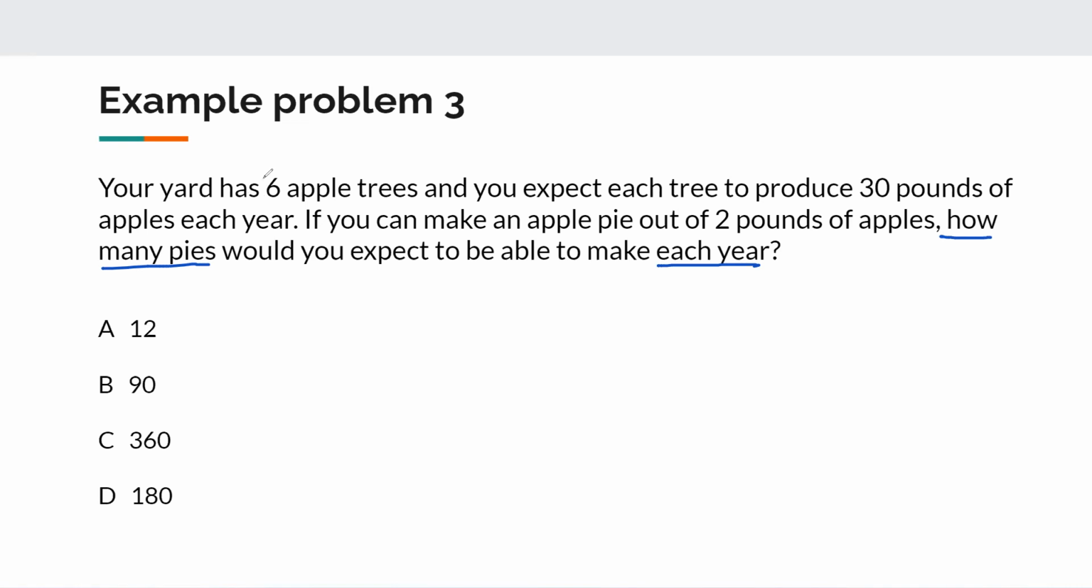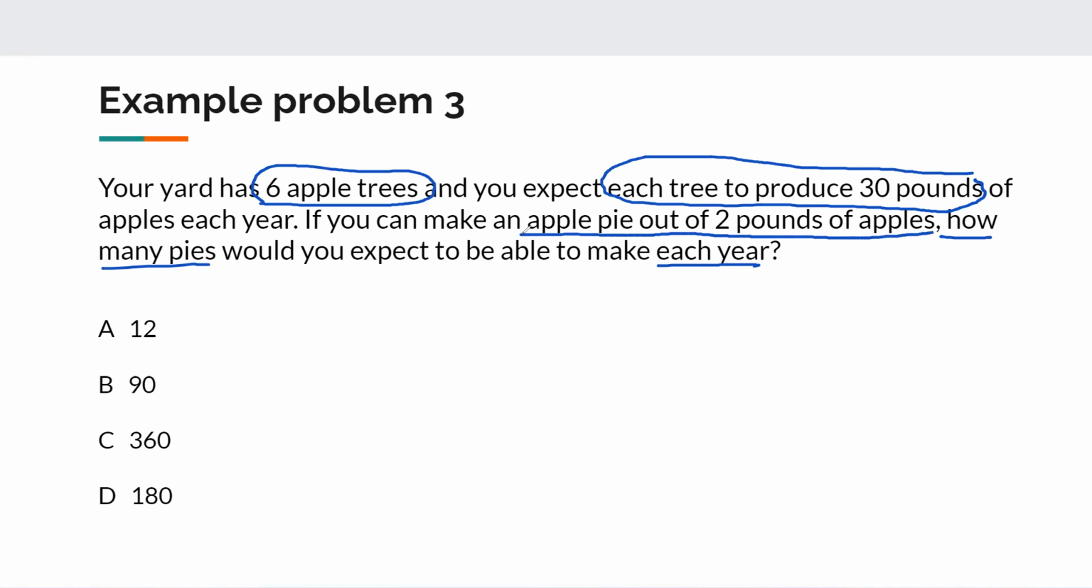Important information. We have 6 apple trees. That seems important. We're expecting each tree to produce 30 pounds of apples. And because we're talking about the number of pies, the amount of apples it takes to make a pie seems pretty important. So the first question that I would like to answer here is, how many pounds of apples will I have total?